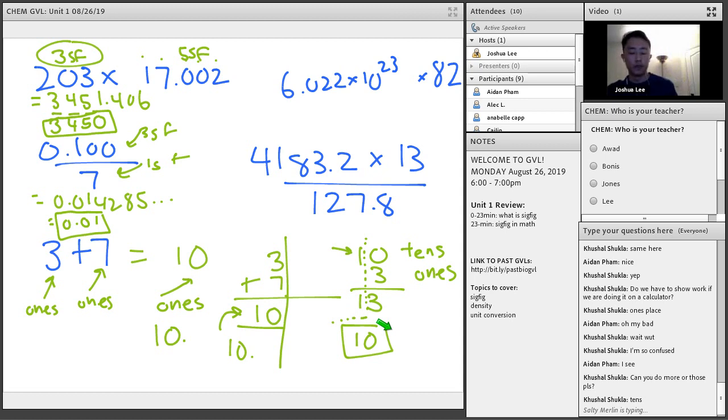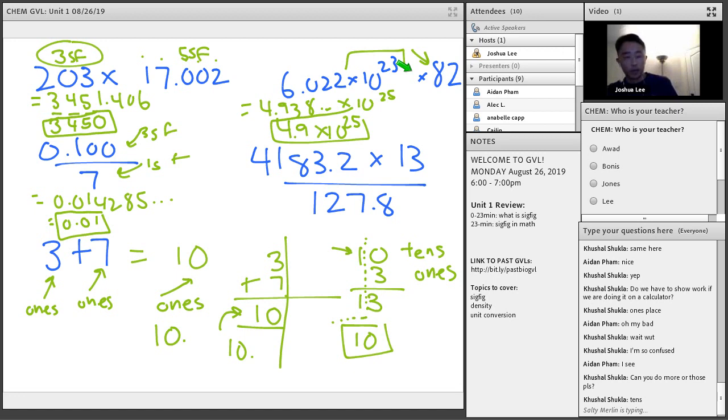So a little confusing. 23 times 82. This one becomes 4.938 times 10 to the 25th. Based on this 82, we only want 2 sig figs, so this becomes 4.9 times 10 to the 25th. Remember, with scientific notation, we don't care about this part for sig figs.